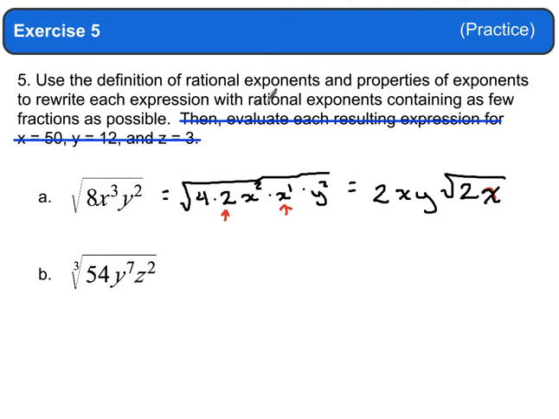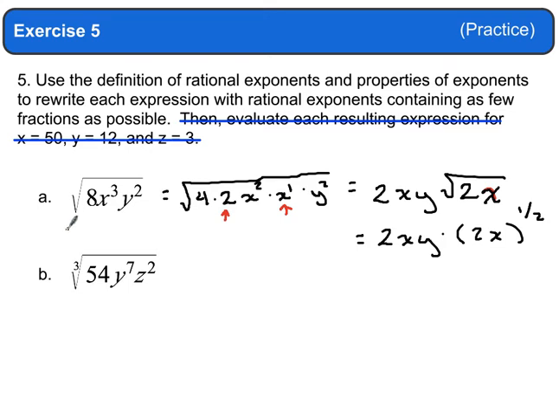They say rewrite each expression as rational exponents containing as few fractions as possible. So if we did that, it would just be rewritten like this, and it would be times a 2x on the inside of the parentheses raised to the 1/2 power. And the only thing to that is the author is reminding you that you can rewrite it as an exponent or you can rewrite it as a radical. It doesn't really matter.